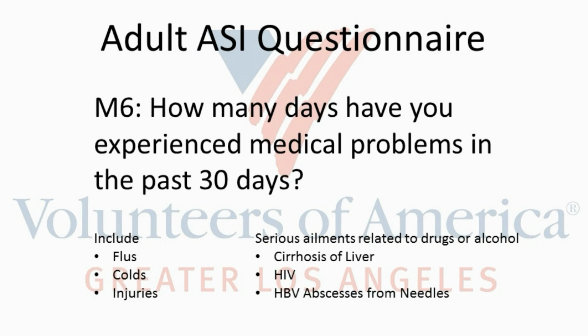Question M6 is, how many days have you experienced medical problems in the past 30 days? Include the flu, colds, and injuries. Also include serious ailments related to drugs or alcohol, which would continue even if the patient was abstinent. For example, cirrhosis of the liver, HIV, or HPV abscess from needles.